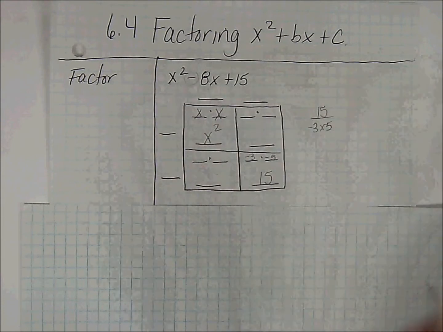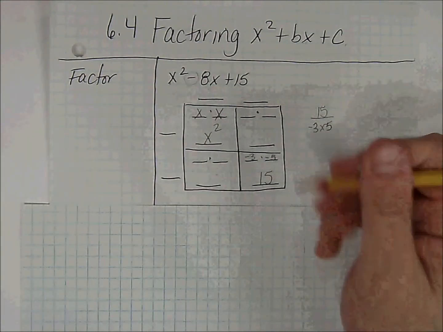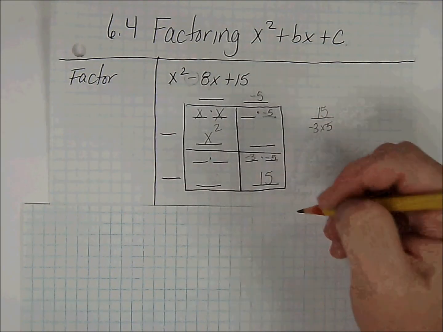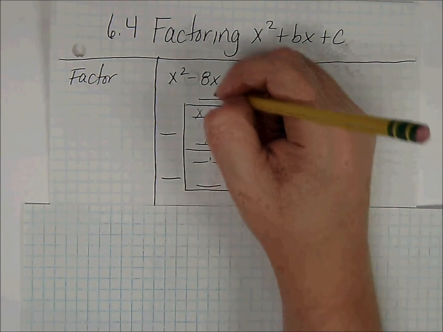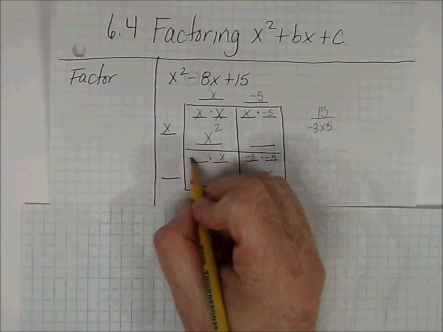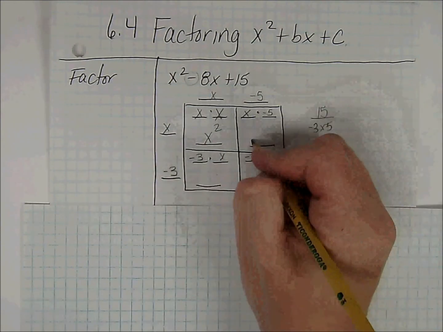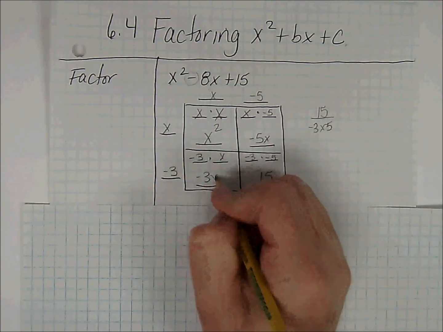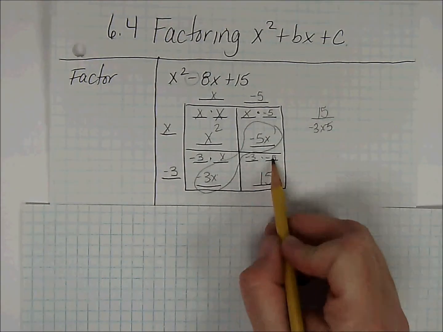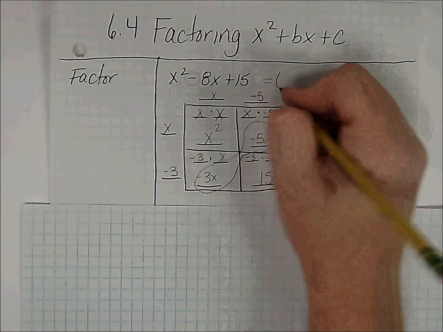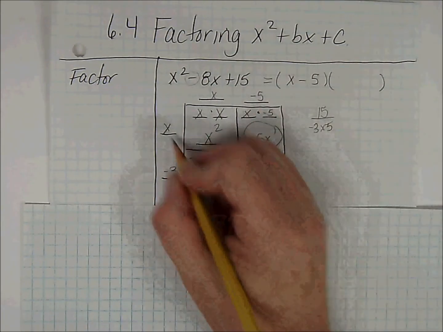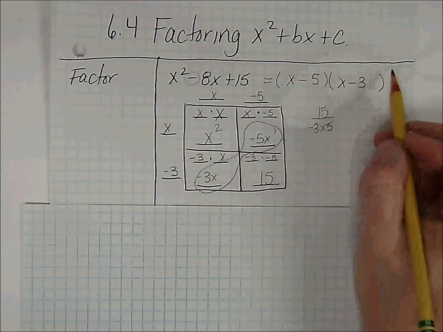You'll notice again I'm using a pencil. You have problems here where you might end up needing to erase, and if you don't have a pencil then you're going to have issues. So here this column is an x, this row, and then this row. So this is negative 5x, negative 3x. If you add these two together, we get negative 8x, and when we multiply them, we get a positive 15. So if I have to factor these, I've got x minus 5, x minus 3, and that is my answer.